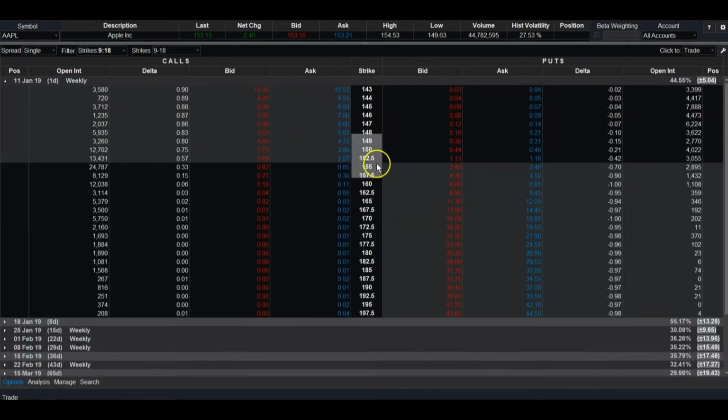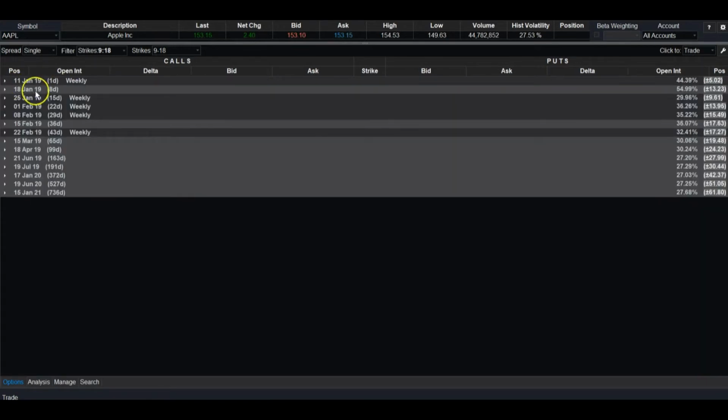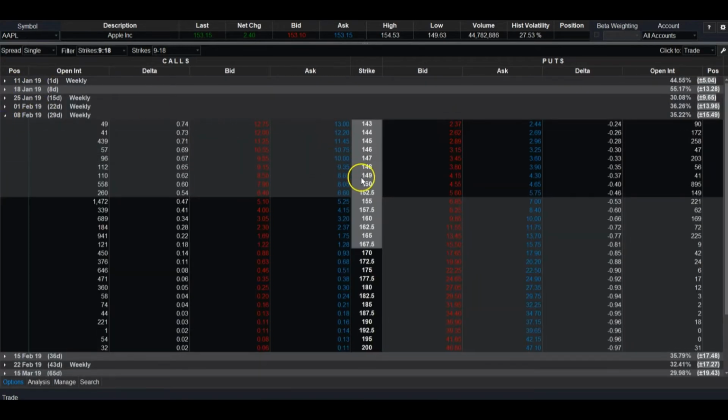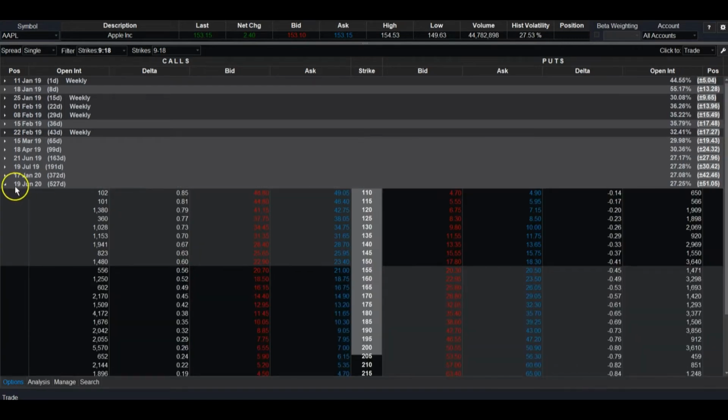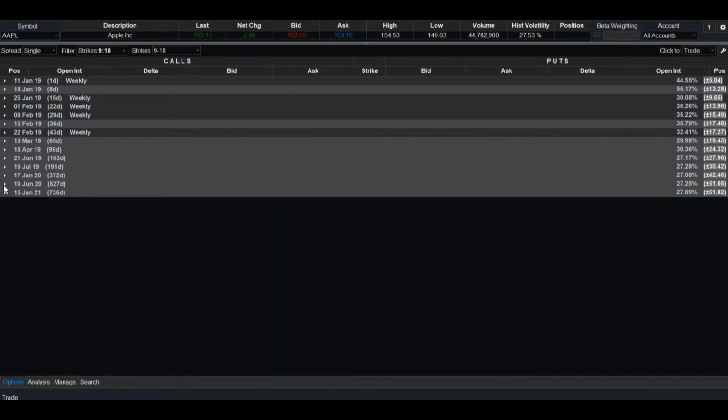As you can see, when I mentioned earlier, there's the 150 strike price. It's $3.90 ask here for January 11th. If I go out to February 8th, that same $150 call will be $8.05. That's because time is priced into the actual premium that you pay for the option. If we go way out in time to June 19th, 2020, that $150 call is now $23.40.